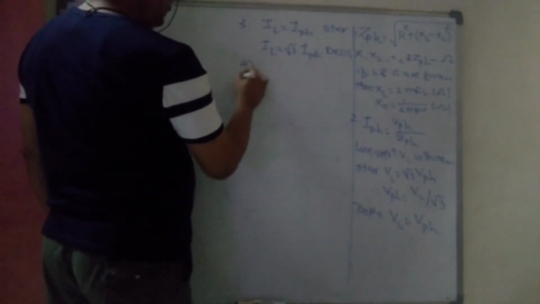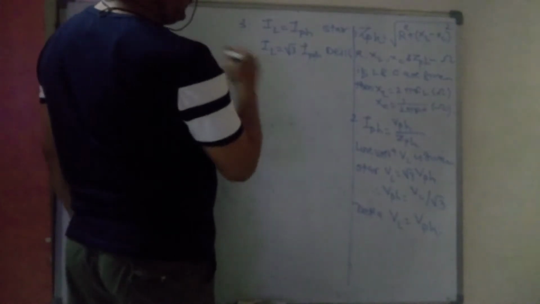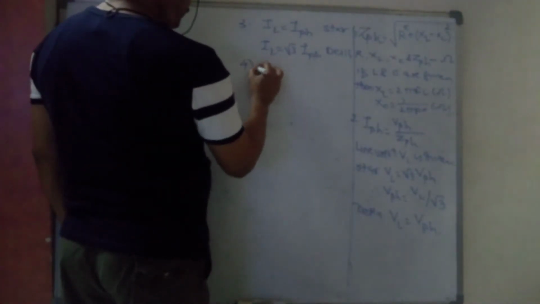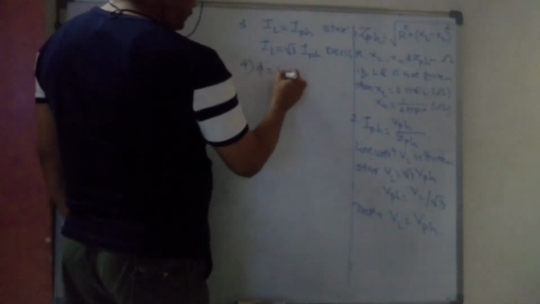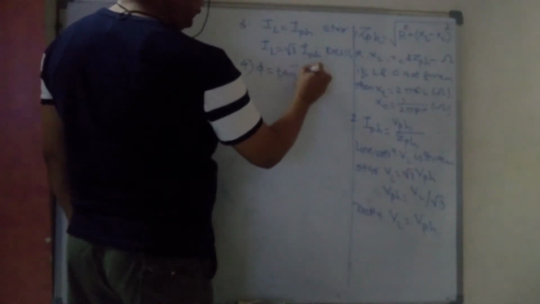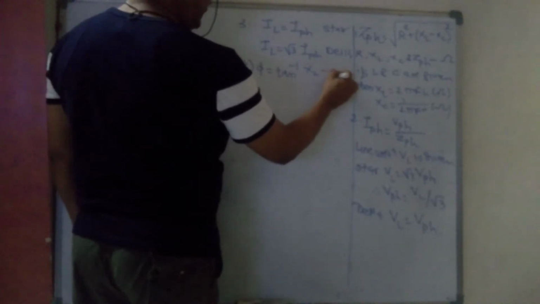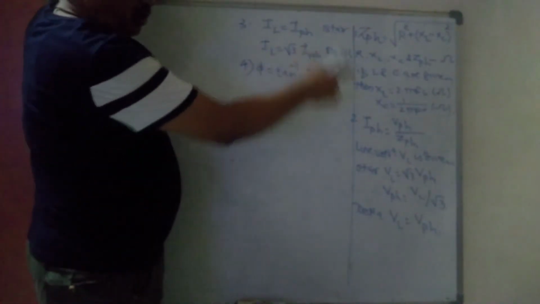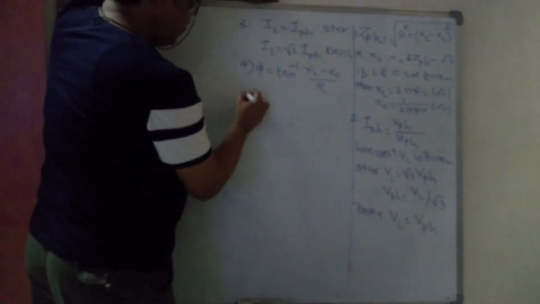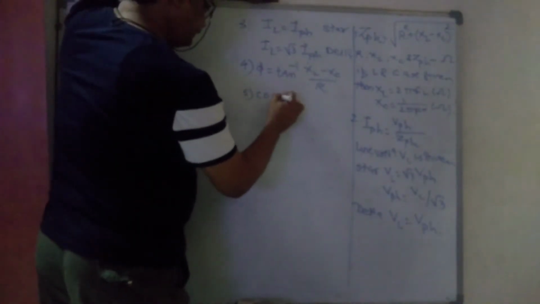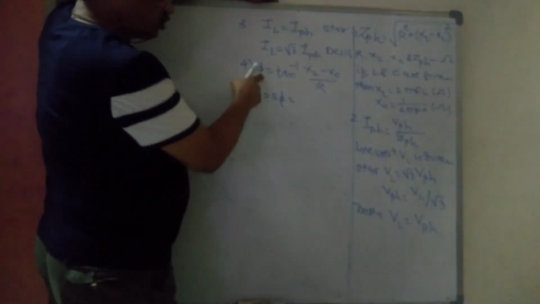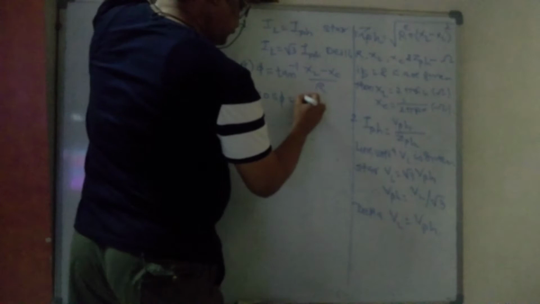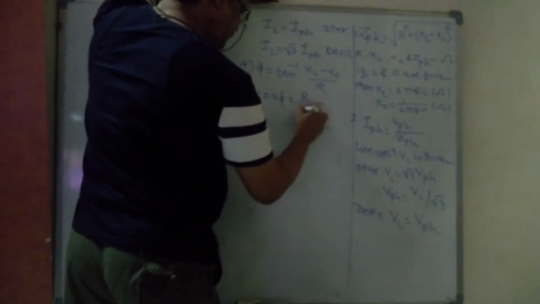Then fourth, phi is tan inverse of XL minus XC upon R. These all we have studied in first year. Then cos phi is either cos of this angle or R by ZPH.